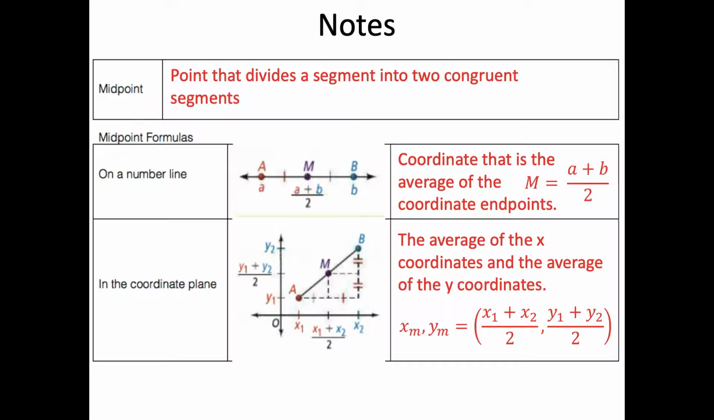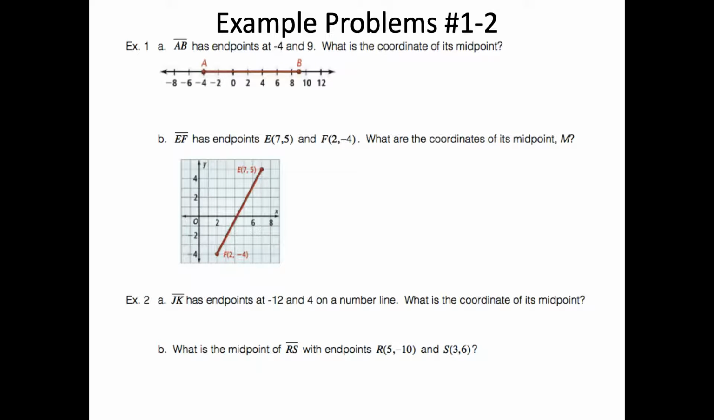All right, so let's do a couple of example problems here. The first example problem is AB has endpoints of -4 and 9. What is the coordinate of its midpoint? So everybody try that one. And if you're done with that, you can try B and then move on to 2A and 2B. So let's spend a couple minutes trying these problems and then we'll go through them in a second.